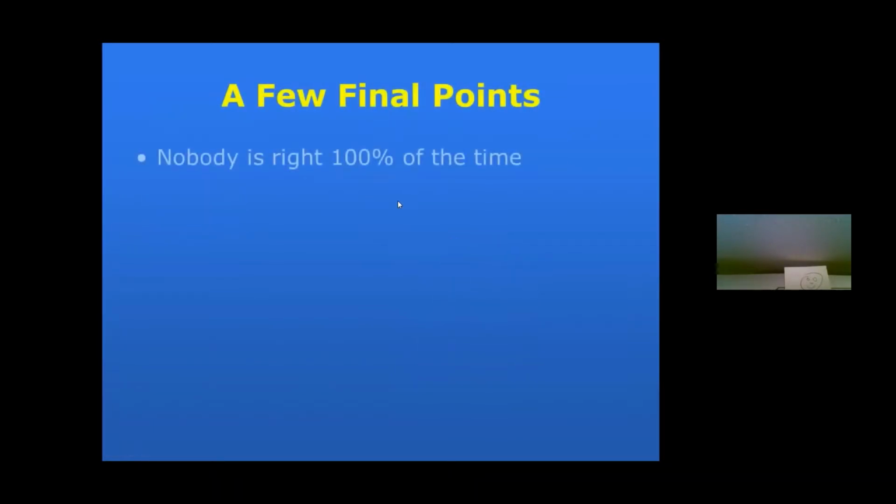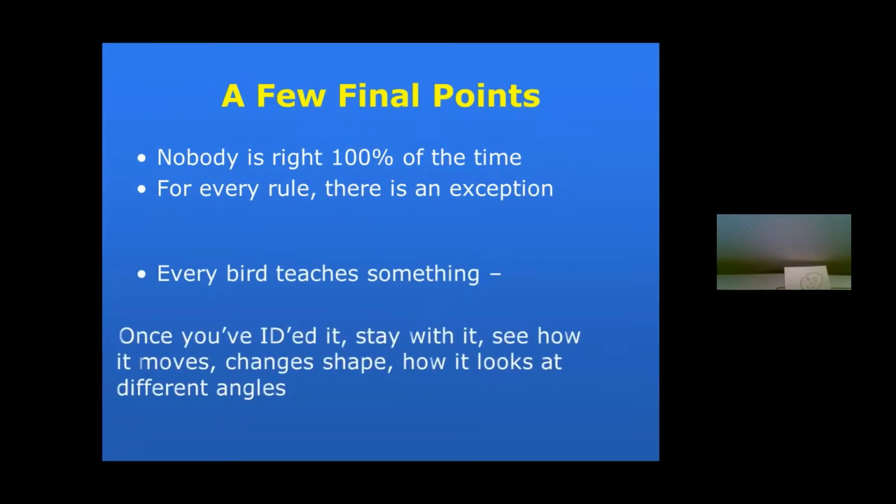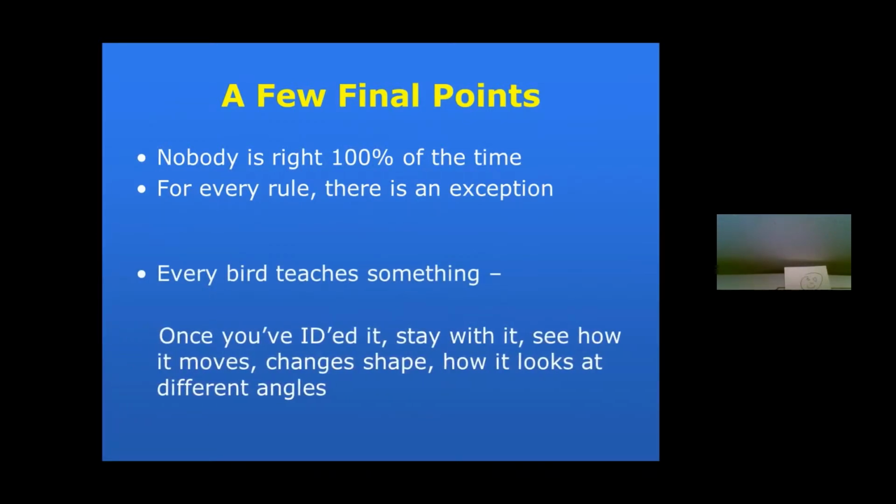So final few points. I have no idea how we're doing for time, but nobody is right 100% of the time. You take the aggregate of all your clues, whether it's behavior, whether it's shape, whether it's flight, length of tail, length of body, whatever clues you can get, put as many as you can together to come to an ID.